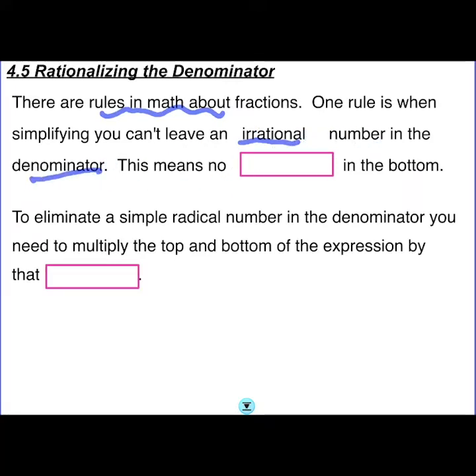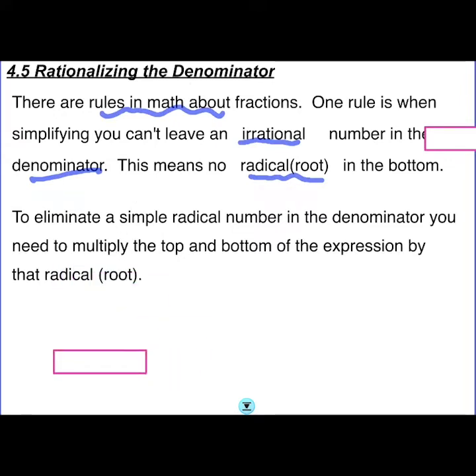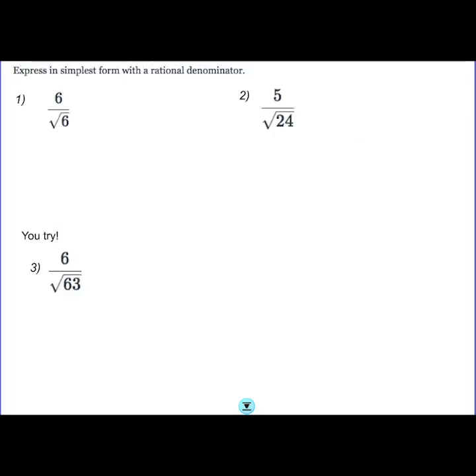All right. So because of that, that means no radical roots. We got to get rid of those. There's a way to get rid of those. What we're going to do is multiply the top and the bottom by that radical root. And what that's going to do is change the top and the bottom slightly, and it's going to get rid of a radical in the denominator.